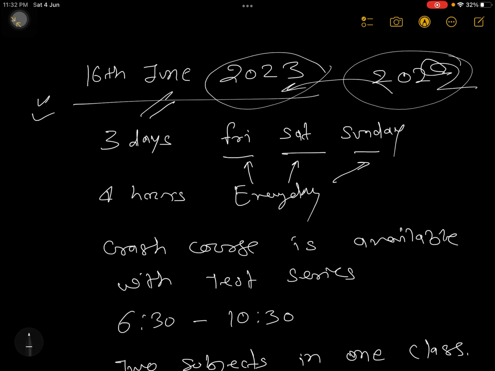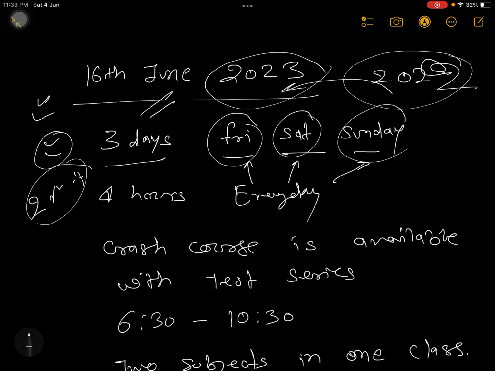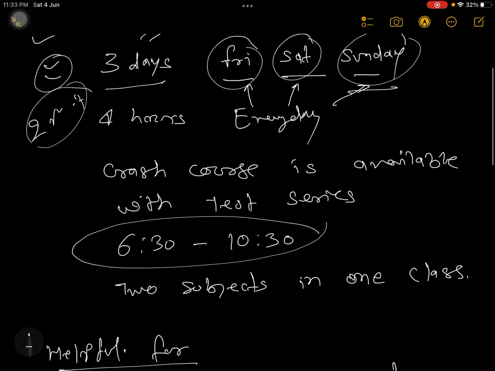This course is amazing because the fee structure is absolutely very low. This course will run for 2 months plus, and 3 days, Friday, Saturday, Sunday, you will be having classes from 6:30 to 11:30. So 4 hours of classes you will be having.